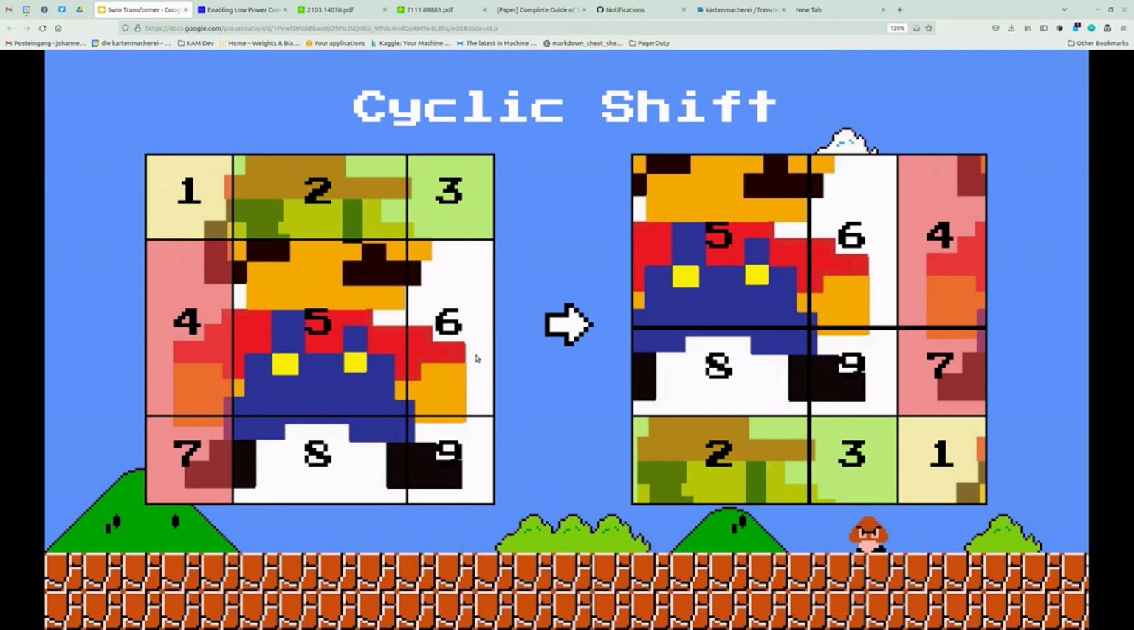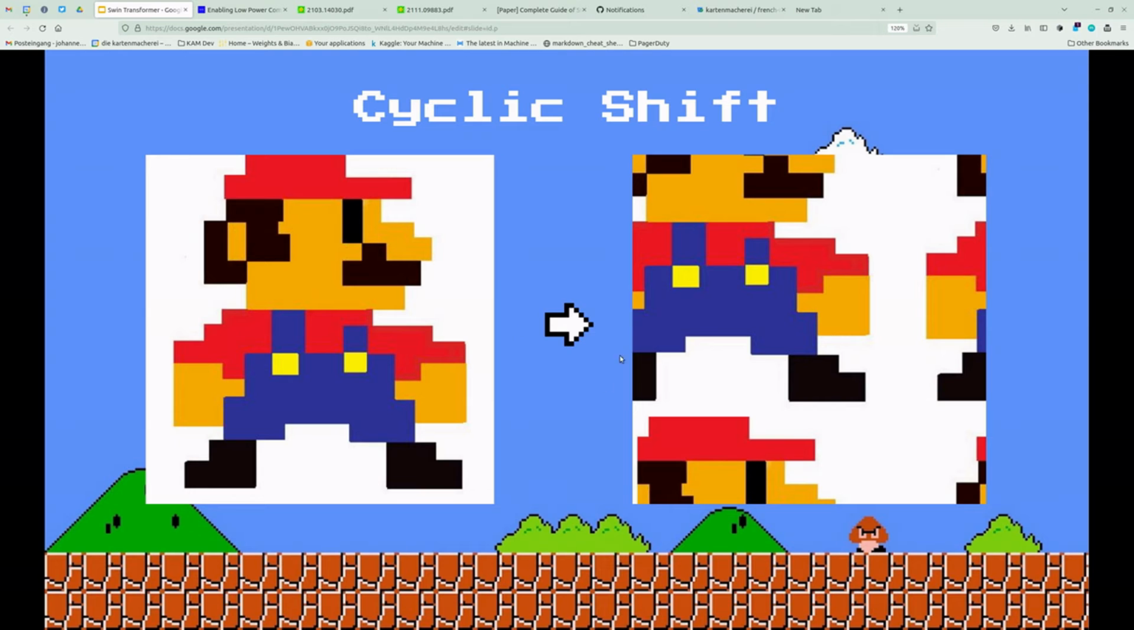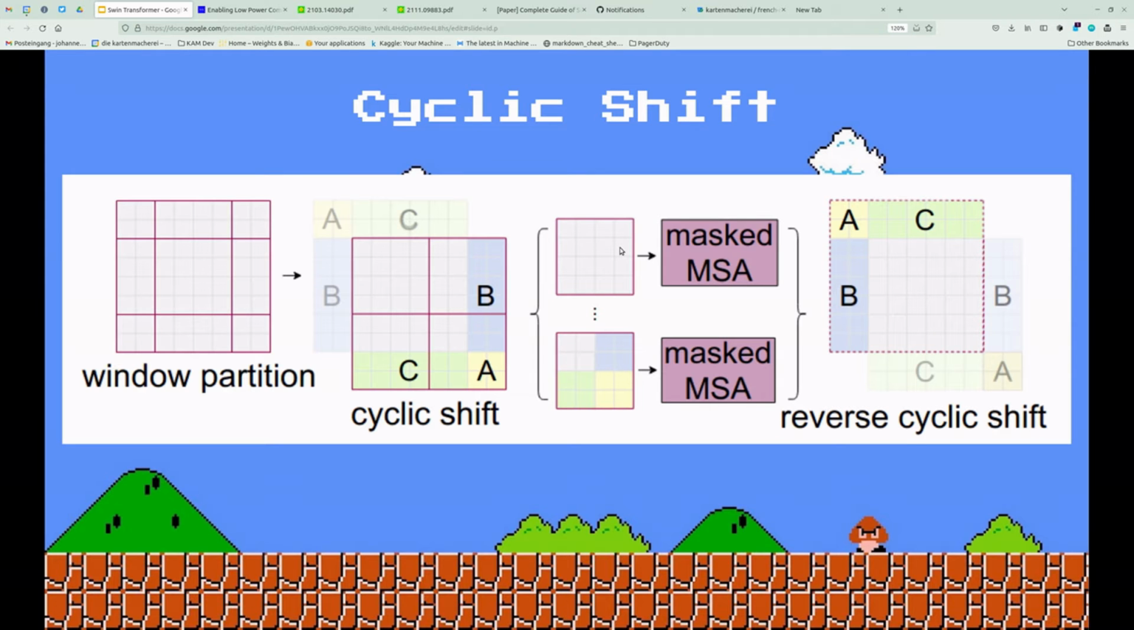To imagine it better, I put Mario in again, and you can see the Mario pixels were shifted around to here. It's actually quite interesting. I thought, how did they implement this? It must have been really crazy. It's actually one function in PyTorch. There's a method called roll, and it does exactly this: it rolls the pixels the way you want them. So it's not that difficult to implement.